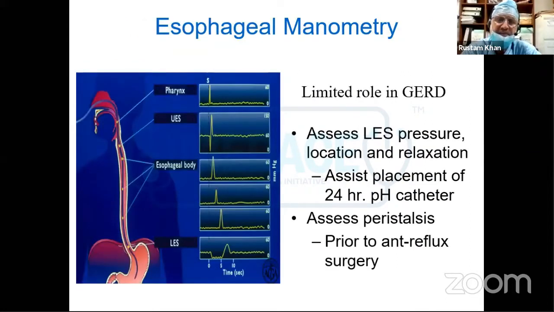Another modality of investigation is esophageal manometry. It has a limited role in the diagnosis of GERD, but it can help in assessing lower esophageal sphincter pressure, location and relaxation, and assist in placement of the 24-hour pH catheter. Before doing a surgical procedure, it is important to define that peristalsis is present in the lower esophagus. Otherwise, if you wrap up the lower end of the esophagus and there is no motility, you may end up with dysphagia.